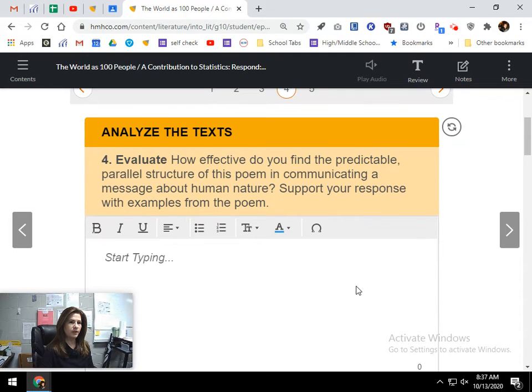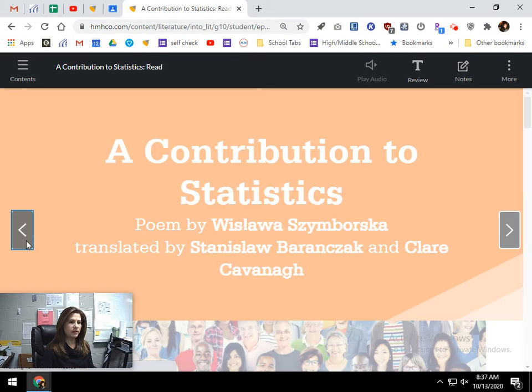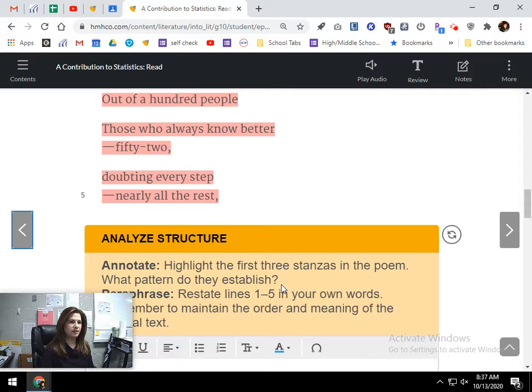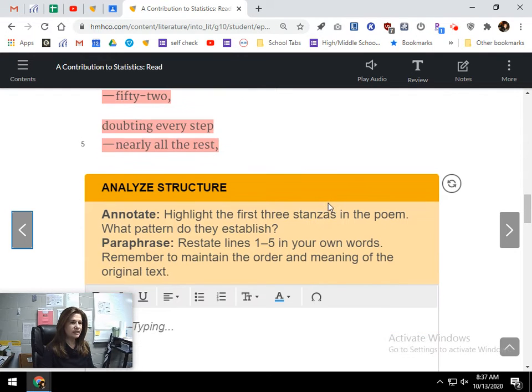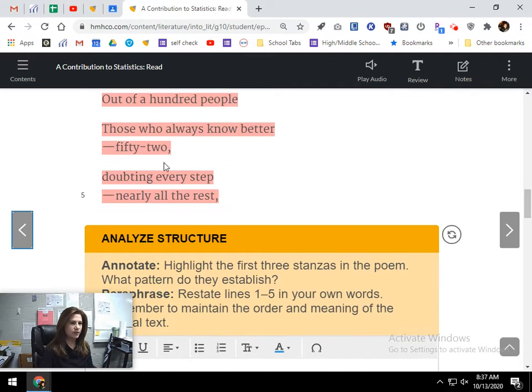Number 4, how effective do you find the predictable parallel structure of this poem in communicating a message about human nature? Support your response with examples from the poem. Again, the parallelism in the poem is the fact that each stanza, and each little 2-line bit here counts as a stanza, and this first line by itself counts as a stanza. So this is the first 3 stanzas. And every stanza she uses the same structure. That's why it's parallel. Okay, that's parallelism.